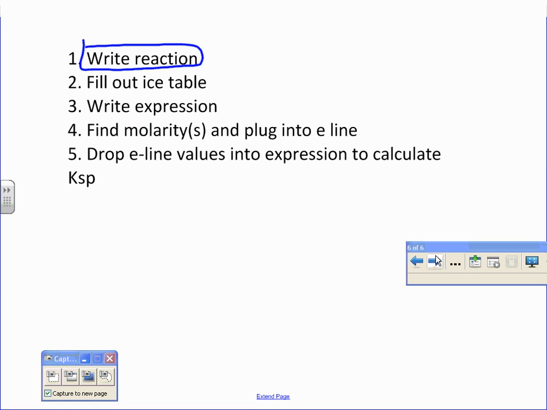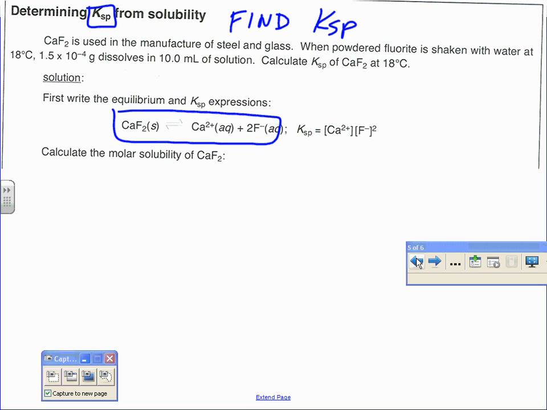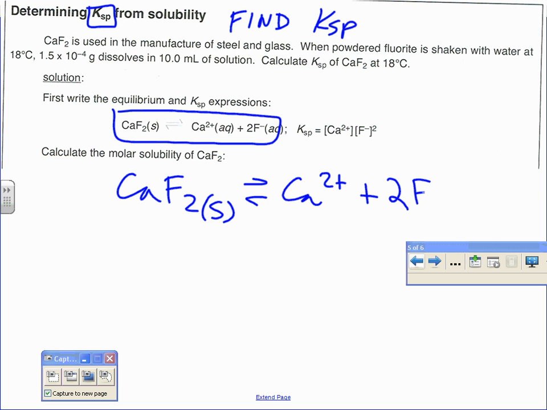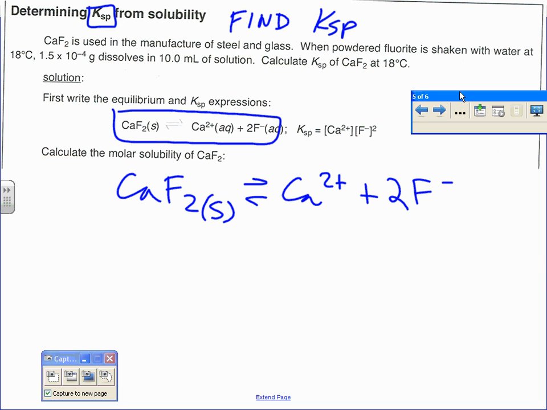Second step, I'm going to fill out an ice table. I call it a mice table, like a mini ice table, because when you fill this out you only care about the right side. The left side is useless since it is a solid, and we don't include it in the equilibrium expression. So here's my reaction, and I'll make my ice table like this. I have no initial values, so this is going to be 0 and 0. Then I'm going to do my change line. I'm going to use S instead of X for this chapter.